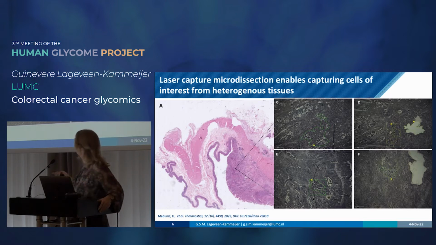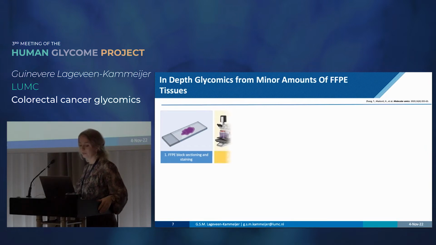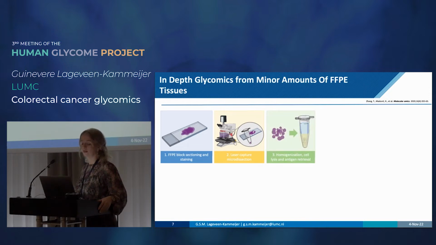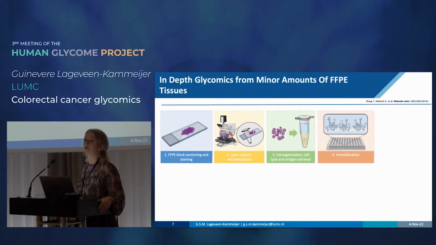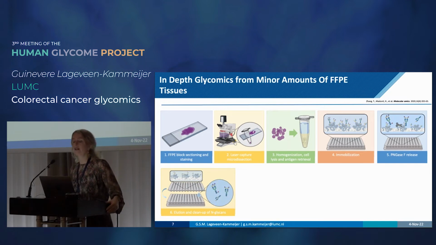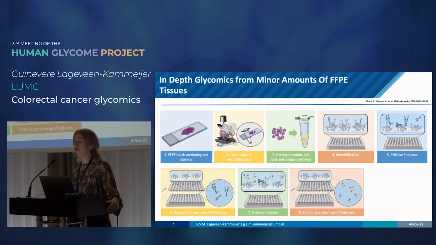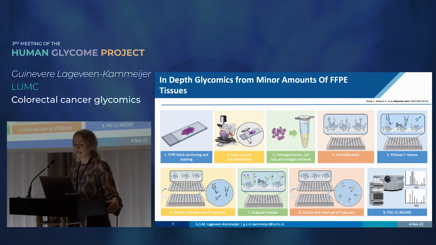The complete workflow that we've been using starts with FFPE tissue. Then we did the LCM. Then we homogenize the cells and do cell lysis and antigen retrieval, and after that we immobilize our sample on a PVDF membrane. Then we do PNGase F release, so we release the N-glycans and elute them from the PVDF membrane. After that we can still release our O-glycans using beta elimination and elute those from the plate. Then we use PGC LC-MS for the analysis.